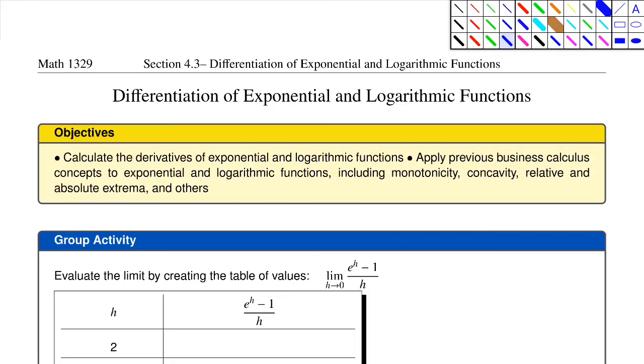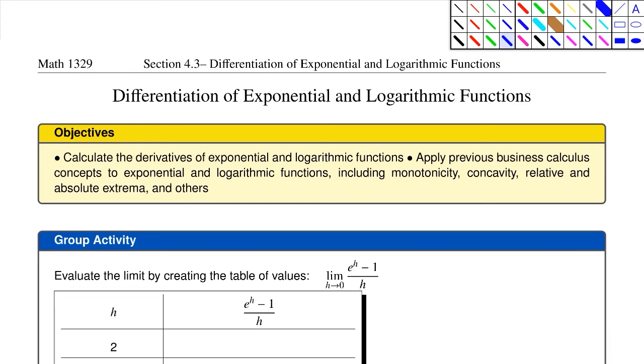In section 4.3, we'll look at differentiation with exponential and logarithmic functions. So basically, we're going to take the information we learned from the past two sections, and now we're going to apply some calculus properties to that. We'll do the derivative. We'll look at the business calculus problems that have to do with exponential and logarithmic functions, and we'll look at the increasing, decreasing, called monotonicity, concavity, relative and absolute extrema, and inflection points, and all that sort of stuff.